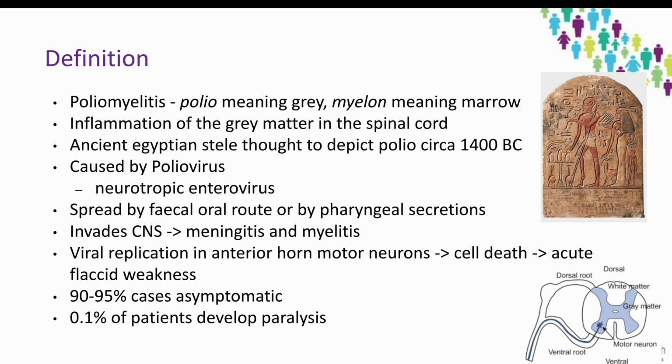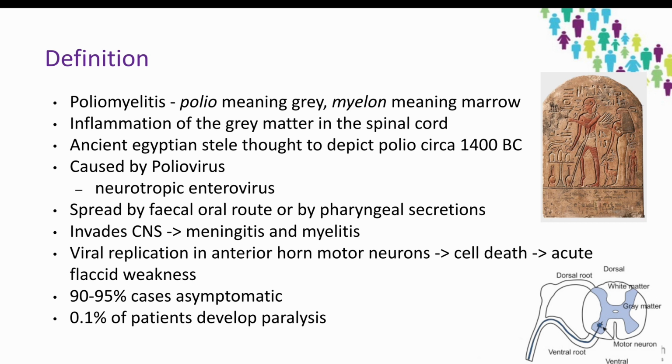So poliomyelitis is a viral infectious disease that affects the central nervous system, leading to acute flaccid muscle weakness. Polio, meaning grey, and myelin, meaning marrow. Therefore, poliomyelitis refers to inflammation of the grey matter in the spinal cord. Polio was first described in about 1400 BC by the ancient Egyptians. And on the right, you can see a pictorial description that appears to be a patient suffering from polio.